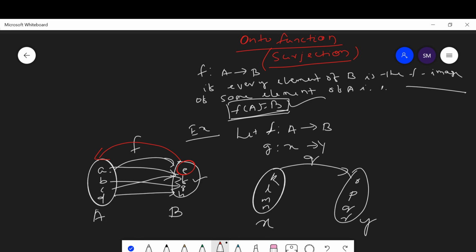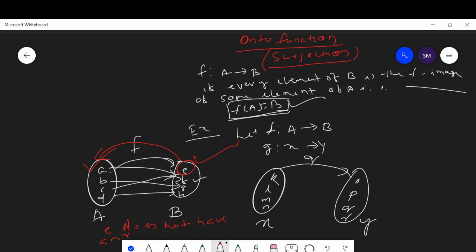Here in the function, look at here. E does not have any pre-image in A. E is left here. This means this is not an onto function.